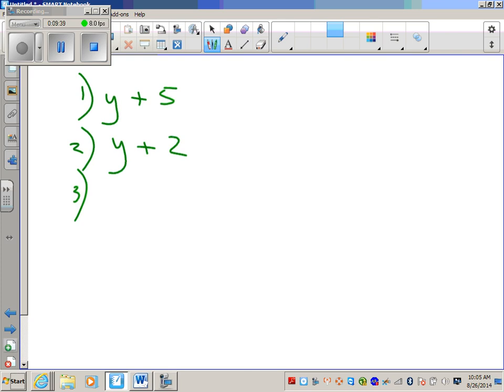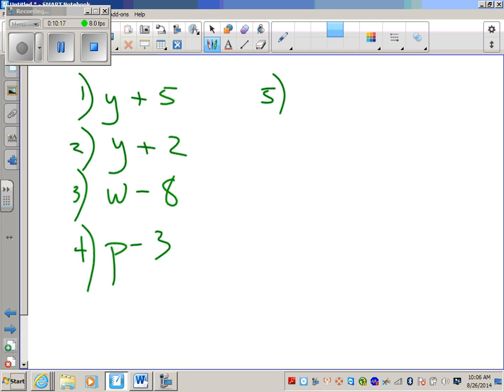8 less than w. Pay attention, if for number 1 followed the pattern that 5 more than y was y plus 5, then how are we going to fill in 8 less than w? Really? Good. W minus 8. Number 4, P decreased by 3. P minus 3.